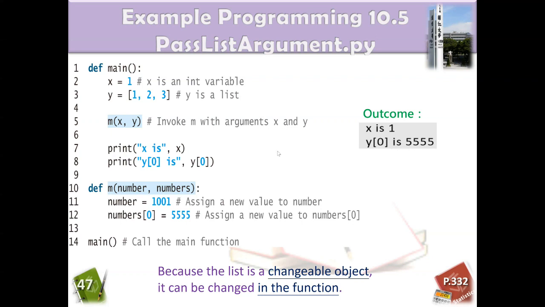So it's very important because the list is a changeable object, changeable through the function, right? It can be changed in the function, but the variable cannot be changed. Even in the function, the value has been reassigned, but it will not change itself, originally. But for a list, it could be changed. This part will become 5555, okay?